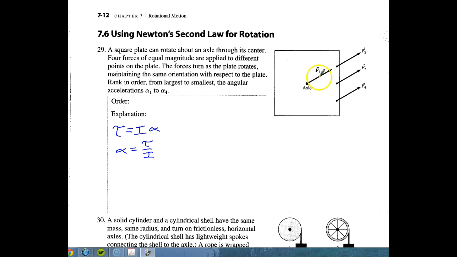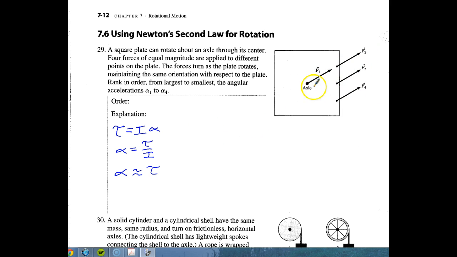Because we have four forces acting on the same object, our moment of inertia is the same. So we're really going to just say that the angular acceleration is proportional to the torque. So the force that provides the biggest torque will also provide the biggest angular acceleration. So let's look at each one of these.